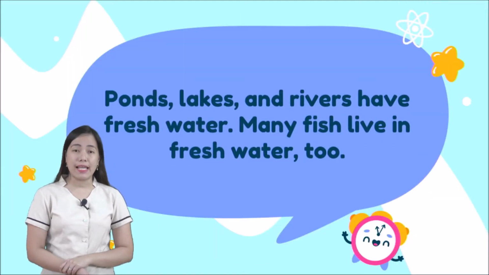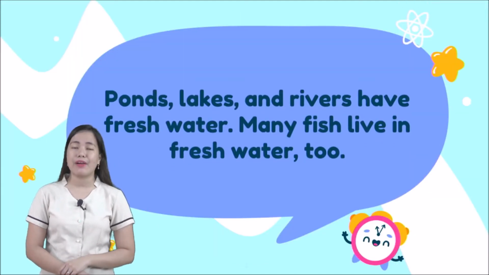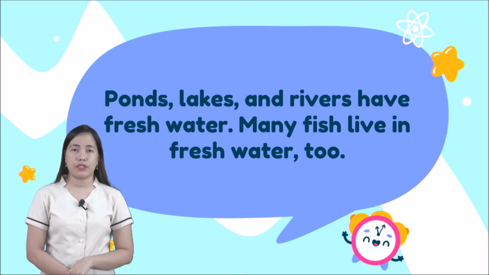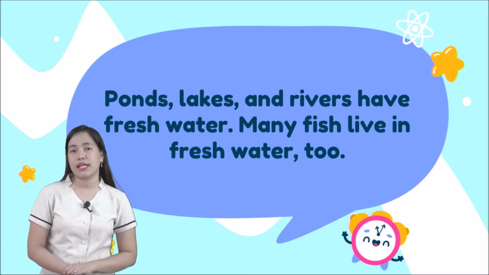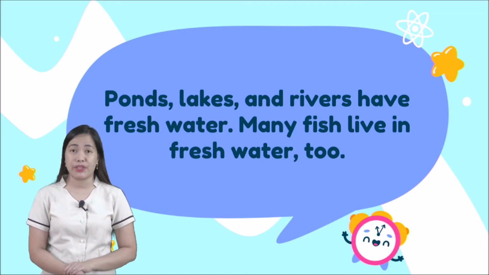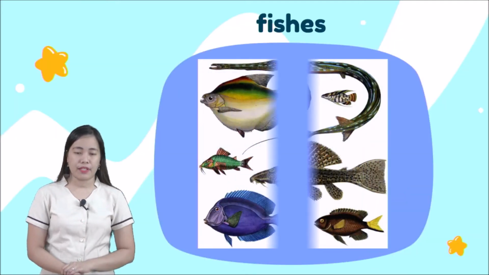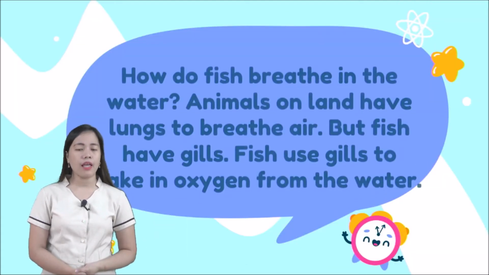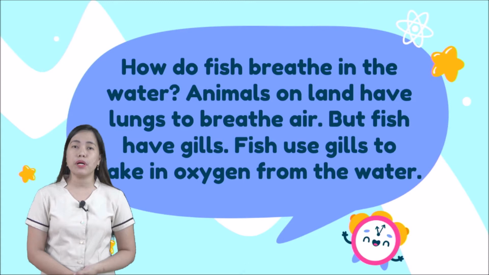Next, ponds, lakes, and rivers have fresh water. Many fish live in fresh water too. Kids, the fishes are living not only in the salt water. Even in the fresh water, they can live too, okay? Those are the fishes. And how do fish breathe in the water?